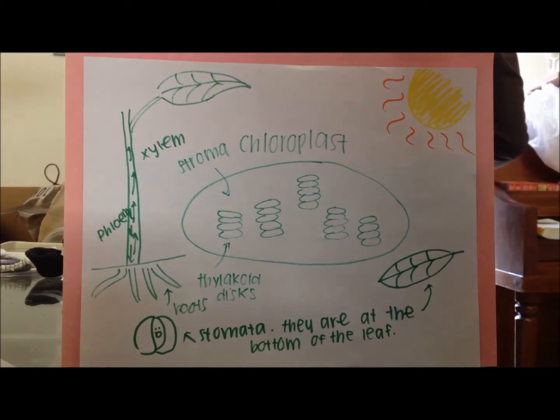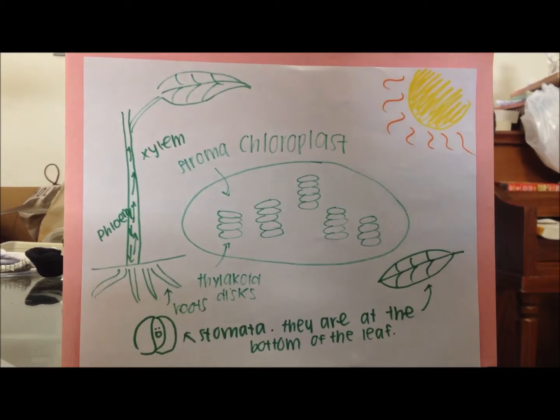First of all, how do plants get their reactants? The sun is the major source of energy for life. Plants contain chlorophyll in their thylakoid discs in their chloroplast. Chlorophyll is the green pigment that absorbs sunlight.